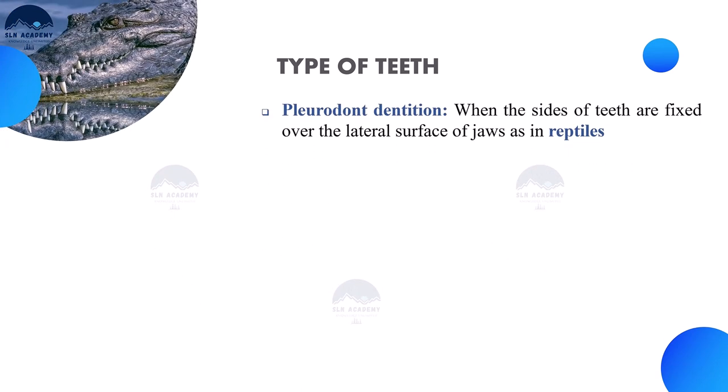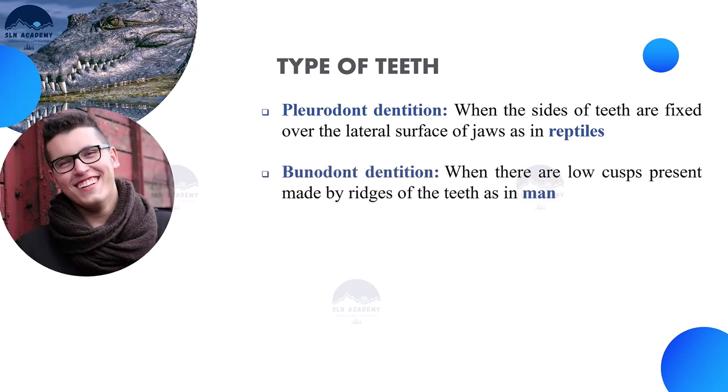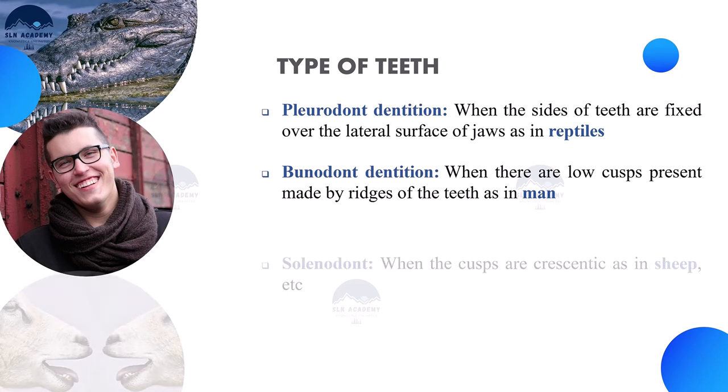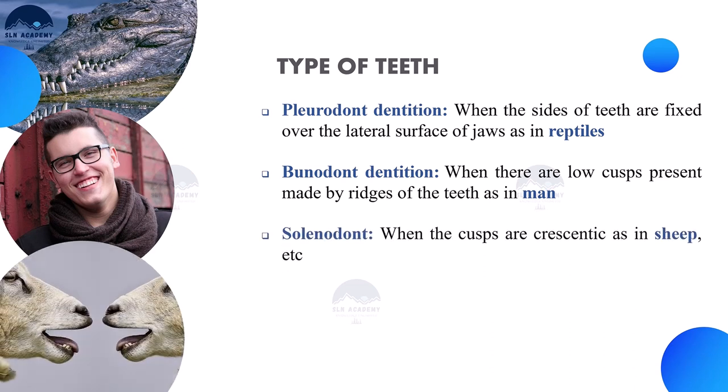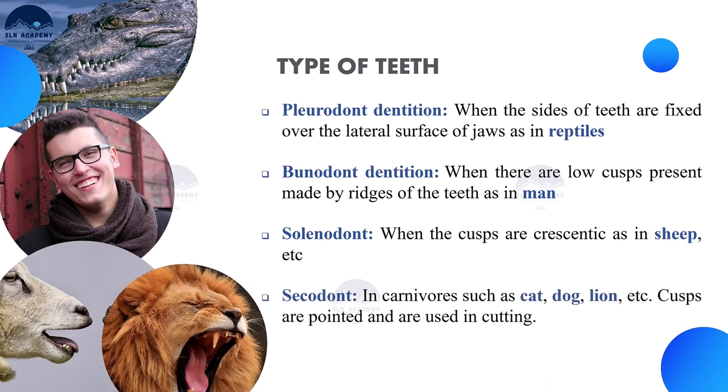Pleurodont dentition. When the sides of teeth are fixed over the lateral surface of jaws, as in reptiles. Bunodont dentition. When there are low cusps made by ridges of the teeth, as in man. Selenodont dentition. When the cusps are crescentic, as in sheep, etc. Secodont dentition. In carnivores such as cat, dog, lion, etc., cusps are pointed and are used in cutting.